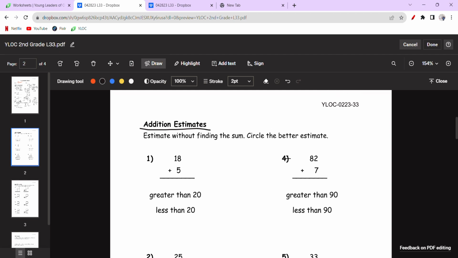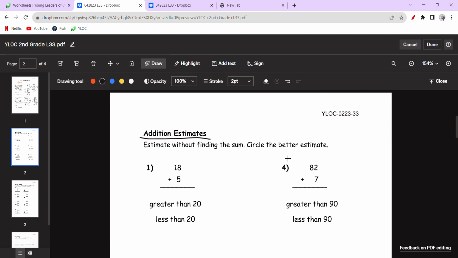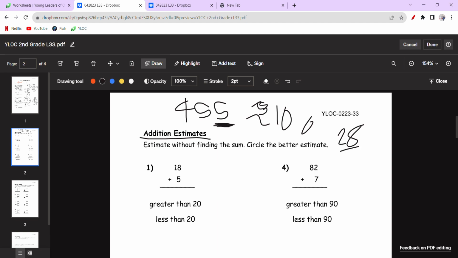I hope everybody is familiar with estimating. If not, when you have any number, look at the last digit, which is usually always the ones place. If it's 5 or greater, then you would round up to a 10. But if it's less than 5, you round down to 0. If you have 28, the ones digit is more than 5, so you would round it up to 10, and you give this 10 to the tens place, which makes it 30.